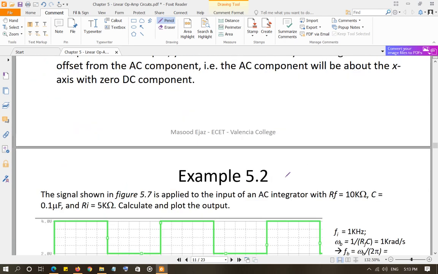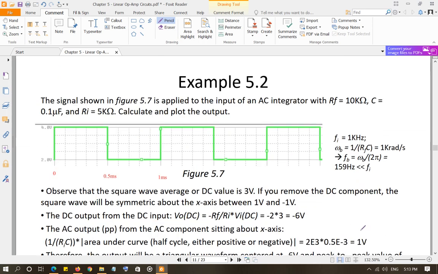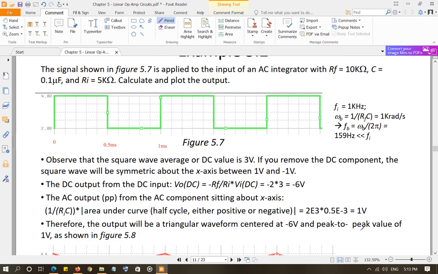So this is how it is going to be. And there is an example. Observe, this is a square wave that is given at the input, and this square wave is centered at 3 volt, because the peak value is 4 and the bottom value is 2 volts. So the DC offset is 3 volt. We take the DC offset first, 3 volt, multiplied by the gain of the amplifier, which is negative RF over R input. Given the values, the gain is negative 2, so negative 6 volt. So the output is going to be centered around negative 6 volt.